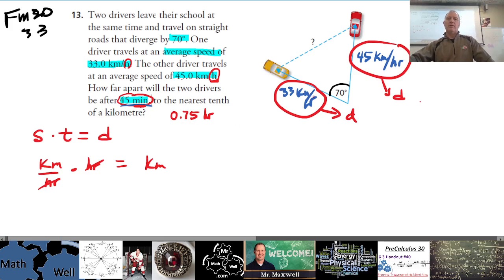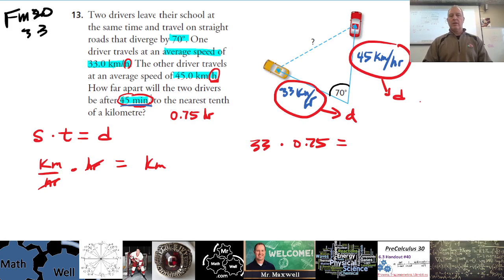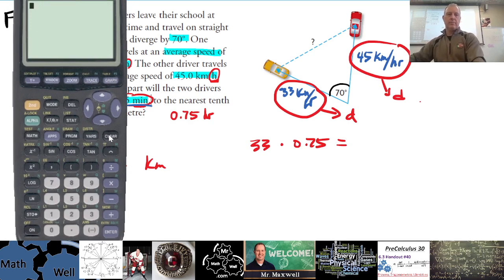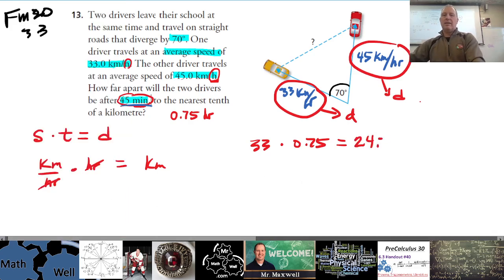So I'm literally going to multiply 33 kilometers per hour times the time of 0.75 hours. Does that look right? So let's get our calculators out. 33 times 0.75 gives us 24.75. That means in 45 minutes, 0.75 hours, this car at this speed has gone this many kilometers. So that's what I'm looking for. I don't want the speed there. I want the distance of 24.75.